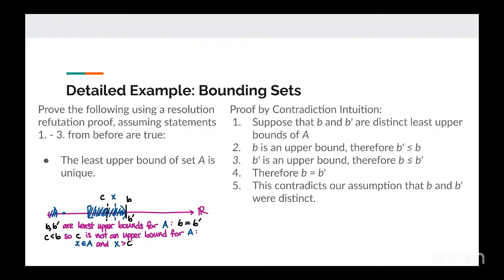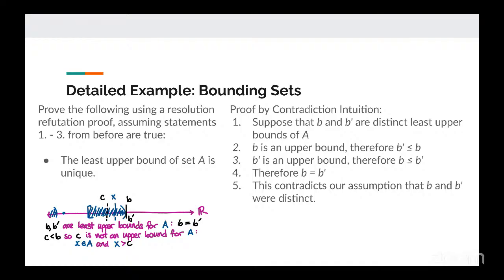Well, we know that they're least upper bounds, so they both must be upper bounds, right? So this goes back to the logic that I was talking about before. So b is an upper bound, and b prime is the least upper bound, so b prime must be less than or equal to b, right? And we can say the same for b prime. B prime is an upper bound, b is the least upper bound, so b is less than or equal to b prime. So what does that tell us? It tells us that b equals b prime, right? So that was the intuition that we had.